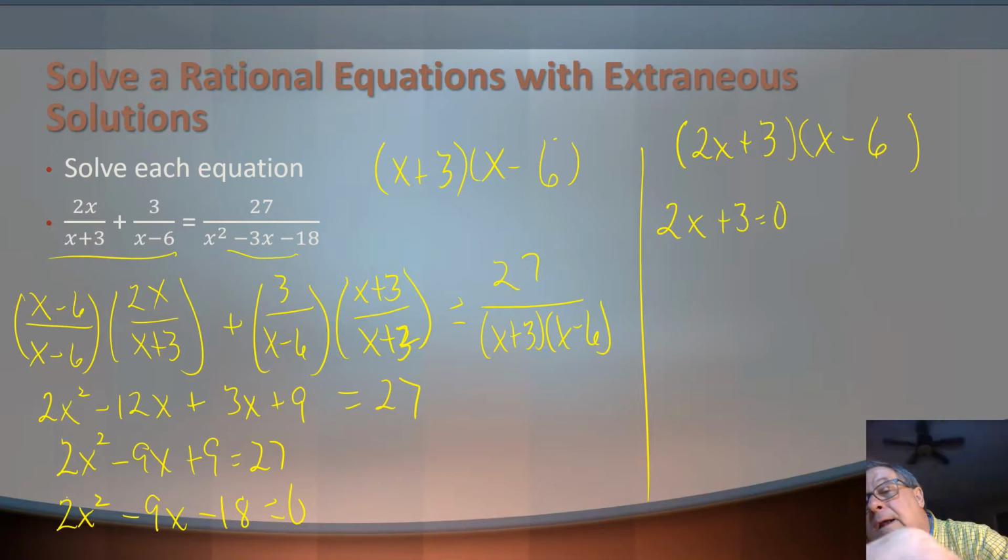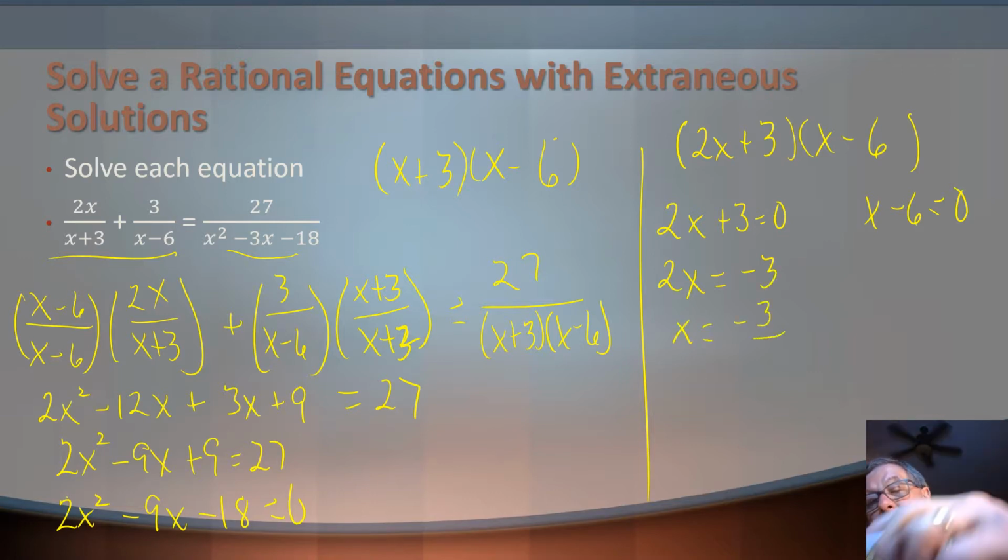2x plus 3 equals 0, and x minus 6 equals 0. Let's subtract 3 from both sides on this one. So now I got negative 3, divide by 2, and I got negative 3 halves. And now I got to take that negative 3 halves and think about plugging it into each of the denominators. Well, it doesn't make x plus 3 go to 0. That's what I'm trying to avoid. That's what would create an extraneous solution, something that would still end up making me divide by 0. And negative 3 halves doesn't make the x plus 6 go to 0. So this one is a valid solution.